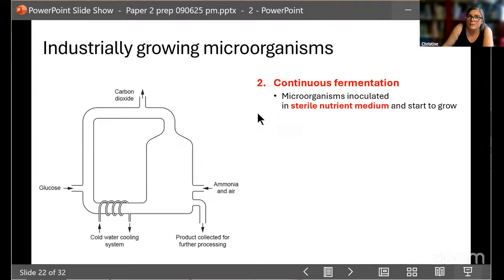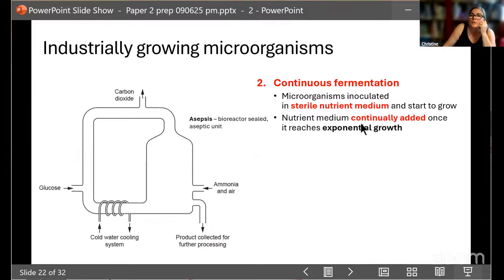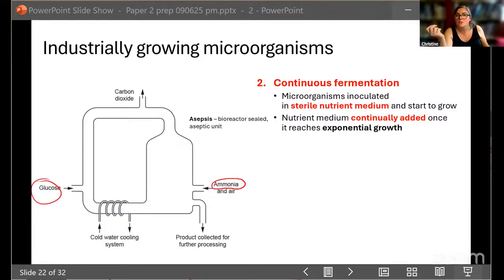The continuous fermenter. Now, this is an important one. Asepsis, bioreactor sealed, aseptic unit. We're going to continually add. Now, this is an interesting one because they love throwing this in there. Why are we giving them ammonia? What's the point in ammonia? Why not just glucose? Or what's the point in glucose?